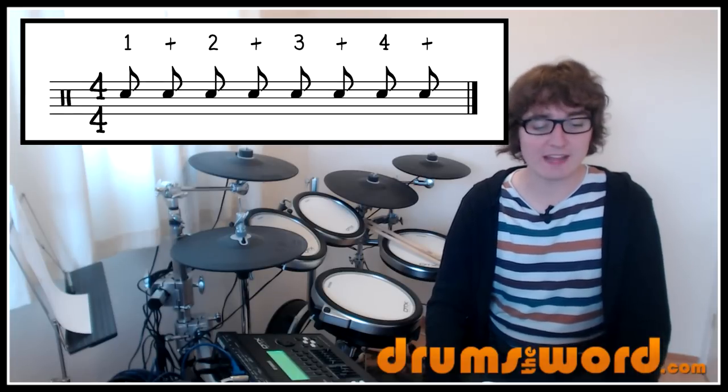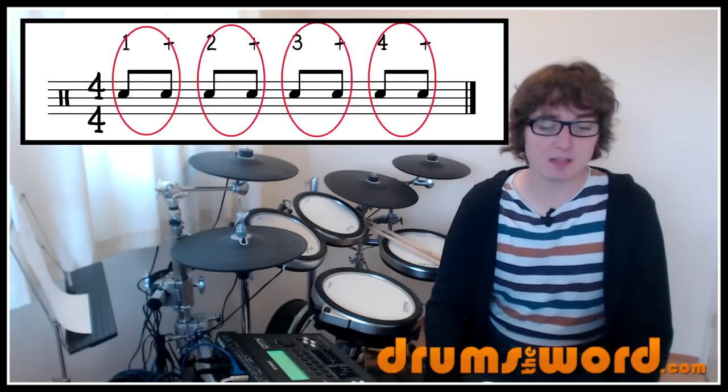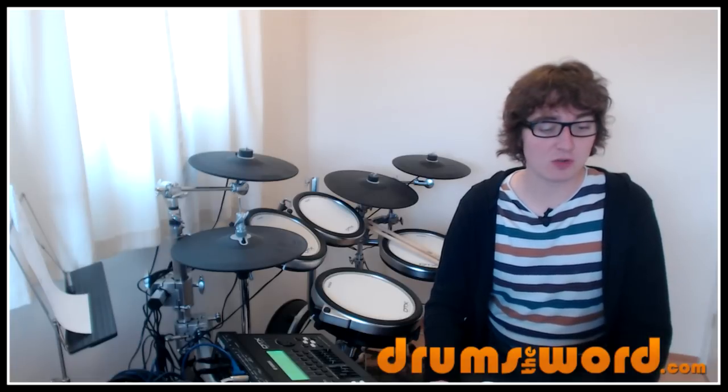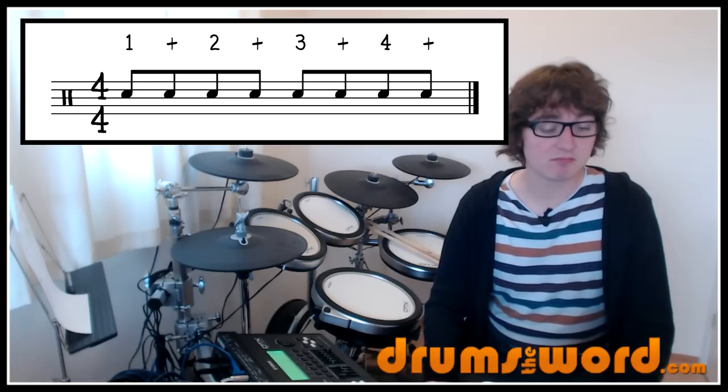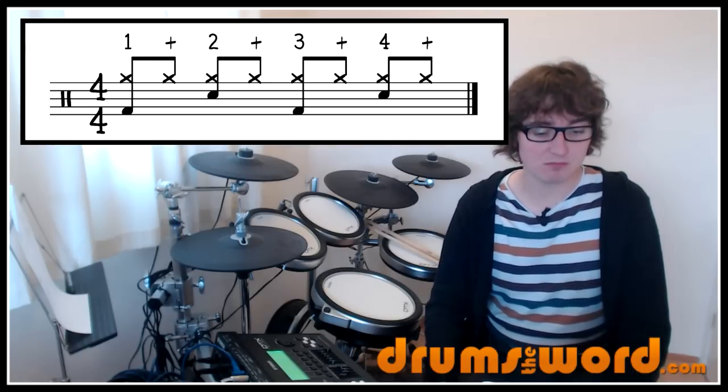I like to join my eighth notes into groups of 2 like this, so that each counted beat of the bar can be clearly seen. You might also see groups of eighth notes joined into 4s like this. Here is an example of a drum beat written using eighth notes.